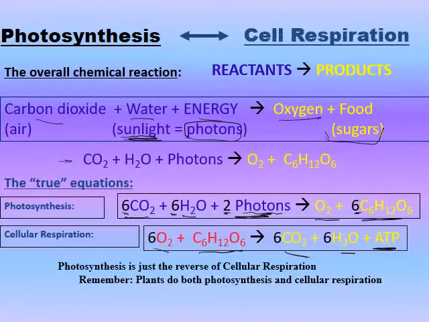So remember that plants can do both photosynthesis and cell respiration. Animals can only do cell respiration, but plants can not only produce their own food, they can also digest their own food to make ATP. So keep in mind, plants have mitochondria and chloroplasts, whereas animals only have mitochondria to do cell respiration.